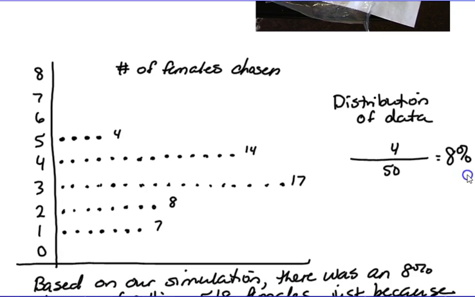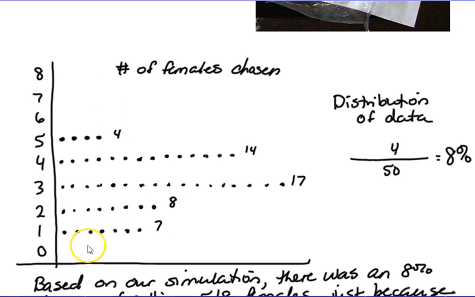Okay, so what we had, this is known as a distribution of data because it shows how the results were distributed. So 4 out of the 50 times we got 5 females in the group, which is what happened in the problem. 14 out of the 50 times we got 4 out of 8 were female. 17 out of 50 times 3 out of 8. 8 out of 50 times we got 2 out of 8 females, and 7 out of 50 times we got 1 out of 8 females.